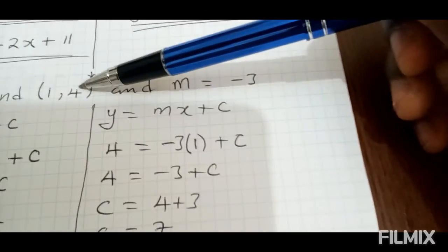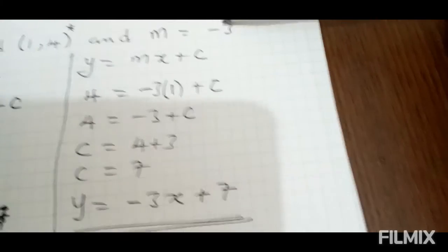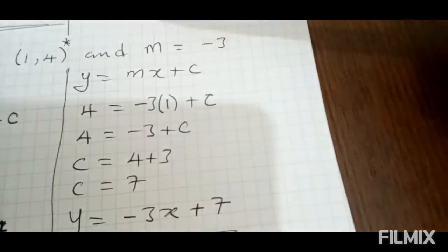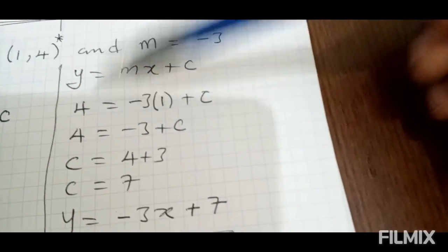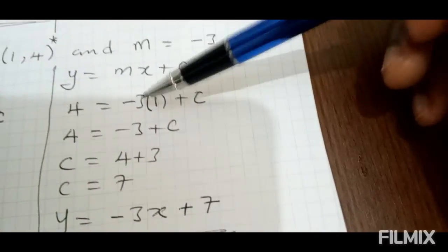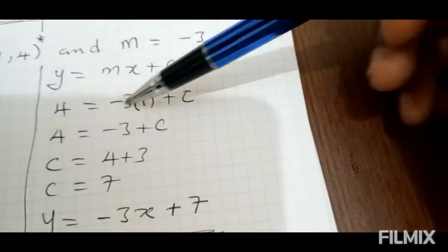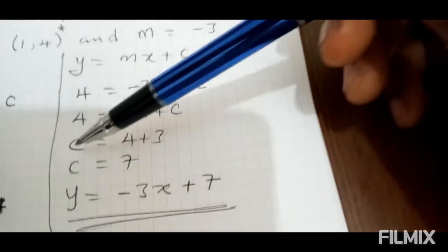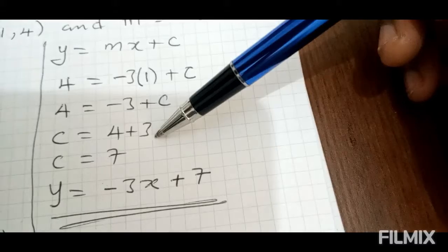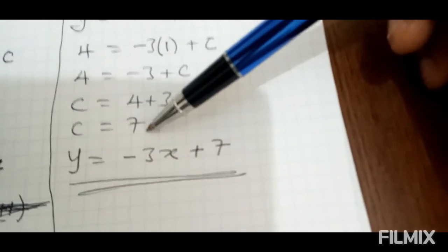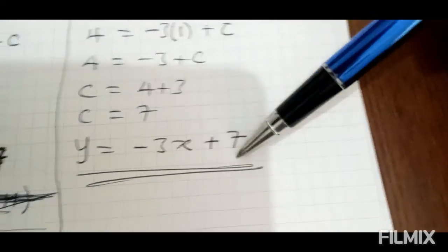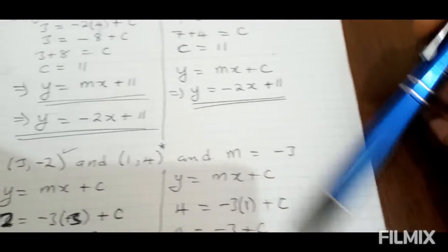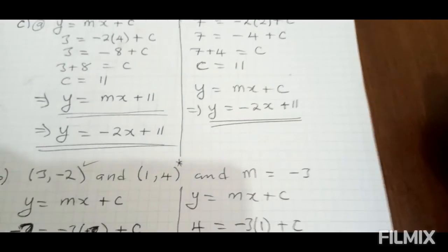Or we can choose 1, 4. When we choose 1, 4 and the gradient is -3, we have y equals mx plus c. So y is 4, the gradient is -3, and x is 1, plus c. So 4 is equal to -3 plus c. So c is equal to 4 plus 3, which is 7. So y is equal to -3x plus 7. These equations are the same, so it does not matter which points you choose. The answer will be the same.